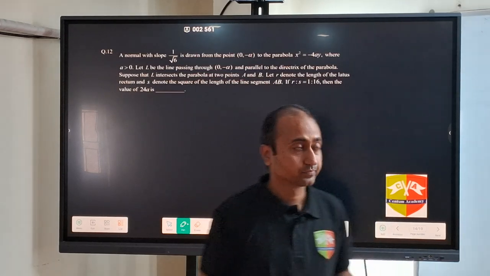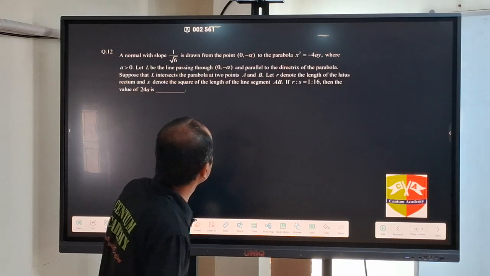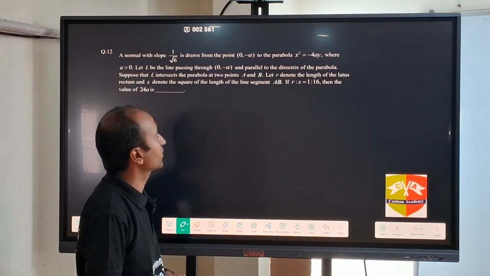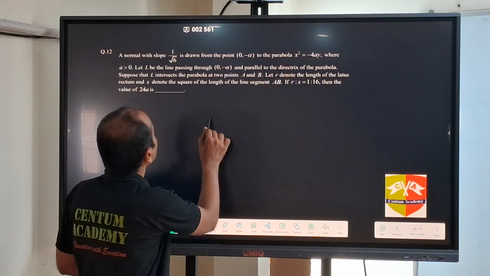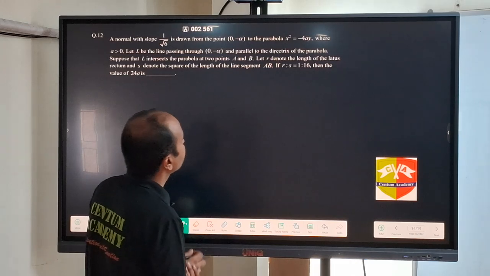Next question is, a normal with slope 1 by root 6 is drawn from the point 0, minus alpha to the parabola x square equals minus 4ay. Okay, so let's read the full question.